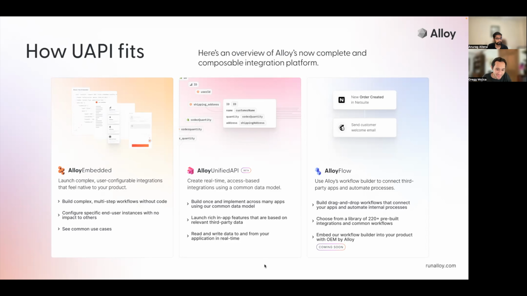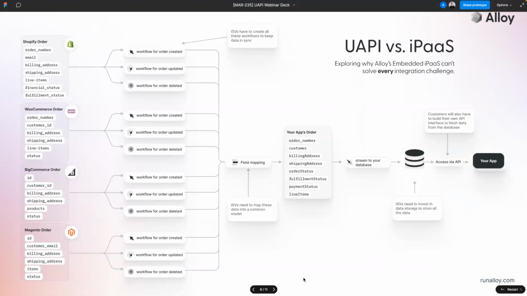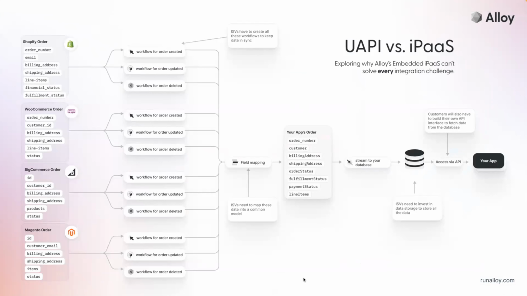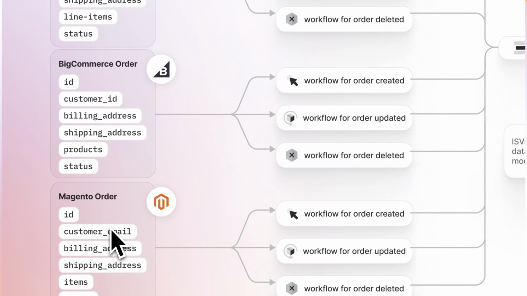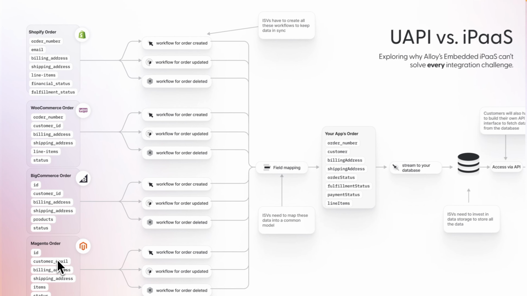So on that topic, let's take a look at what would happen if you didn't have a unified API, how complex it would be to build a unified API structure in an iPaaS alone. So in this example, we're comparing unified API to embedded iPaaS. In the embedded iPaaS world, you would need to do a heck of a lot more than what you're doing with unified API. So on the left-hand side, once again, we have our four applications: Shopify, WooCommerce, BigCommerce, and Magento. And the same schema applies.